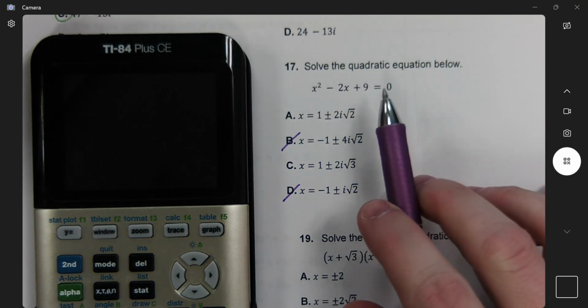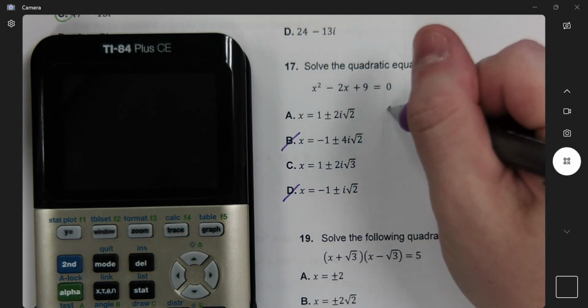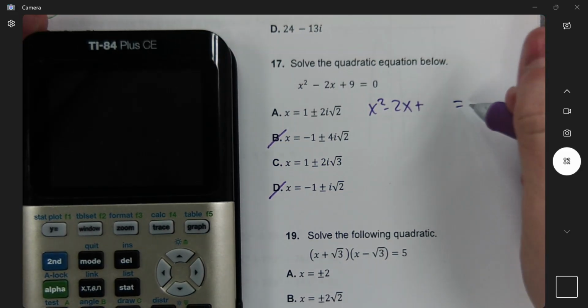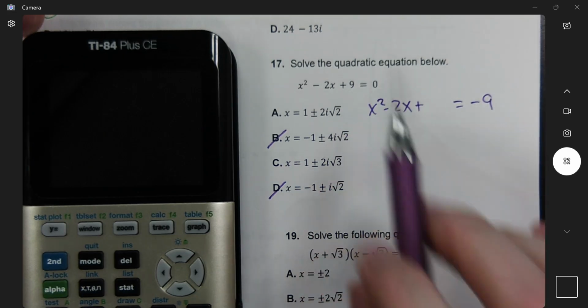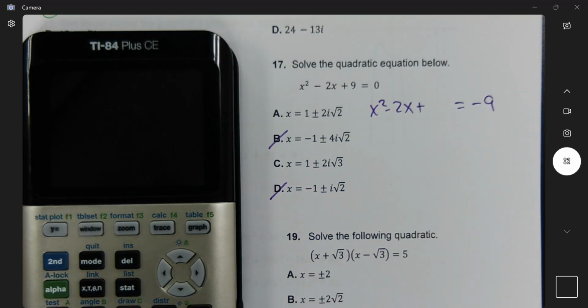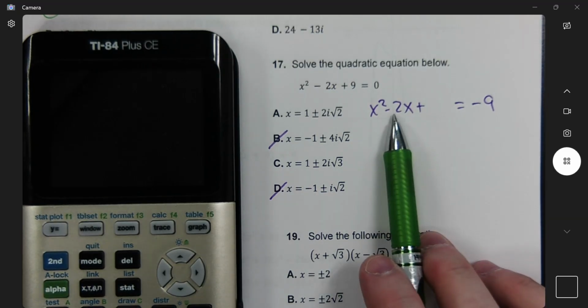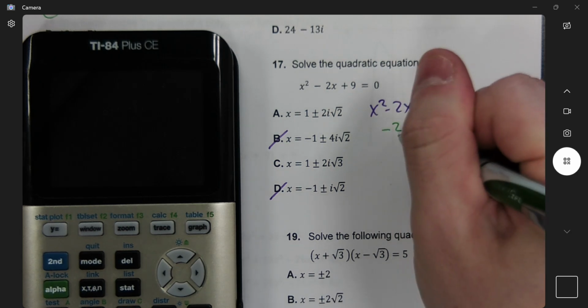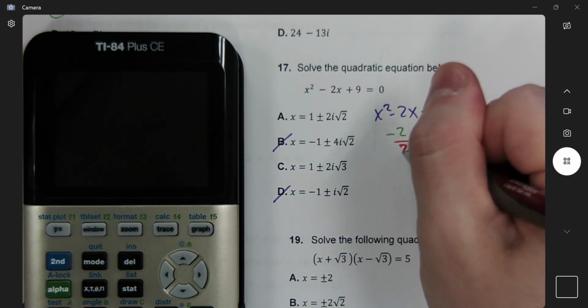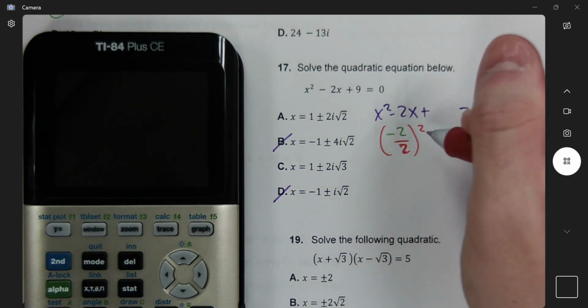Here's what you're going to do. You're going to subtract this 9 and bring it over here. So you have x squared minus 2x, leave a space for a plus here, equals -9. So I subtracted 9 from both sides. Now I need to figure out what number goes right there. And the way I do that is by taking this number right here, cutting it in half, and then squaring the result.